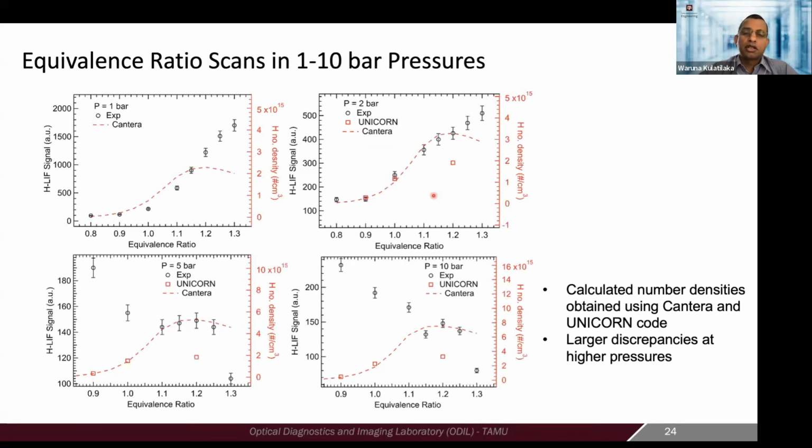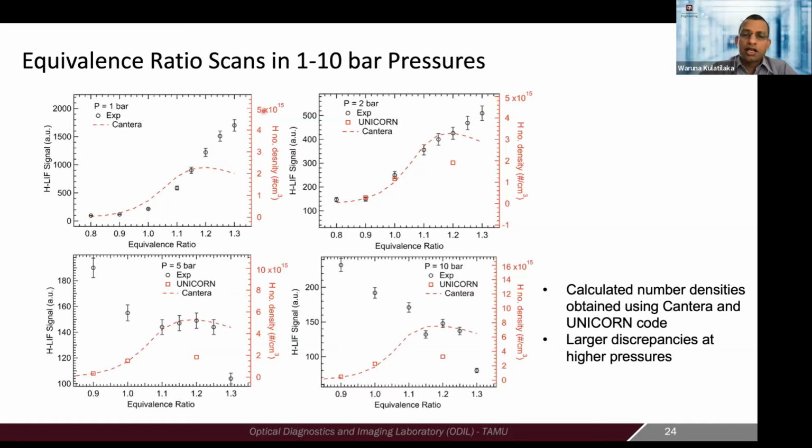Nevertheless, we have compared the relative H-atom signal as a function of equivalence ratio in these flames. These again show a few different pressures: 1 bar, 2 bar, 5 bar, and 10 bar. So, H-atom LIF signal as a function of the flame equivalence ratio, going from lean to rich, and also compared with the equilibrium H-atom number densities predicted by the red line. In the low pressure flames, we see some super equilibrium type of H-atom concentrations at the higher equivalence ratios.